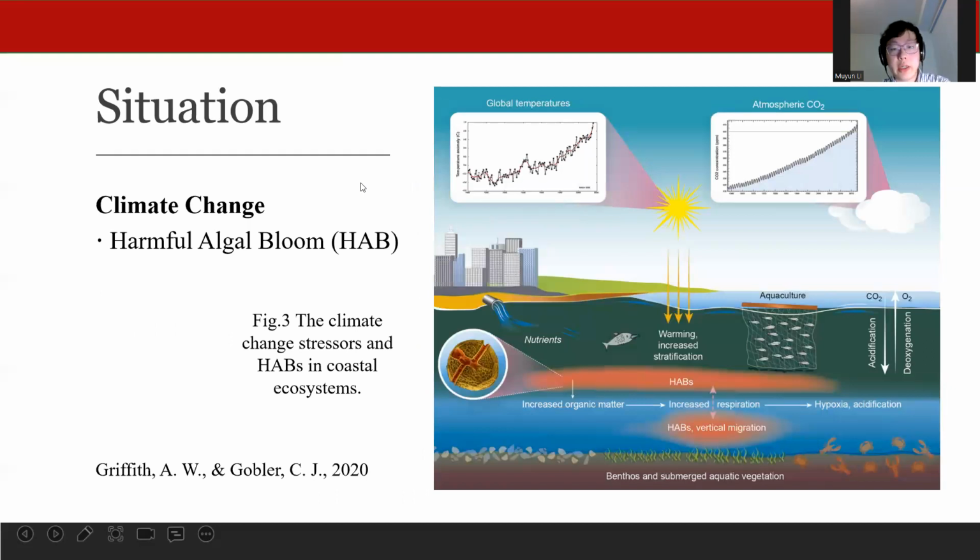Now the climate change. As we talked about before, the ocean has the ability to adjust the global climate. In that case, when some serious impacts happen to the climate, there will also be phenomena in the ocean, like the harmful algal bloom, which literally means an algal bloom that is really harmful to the ocean system and other marine organisms.